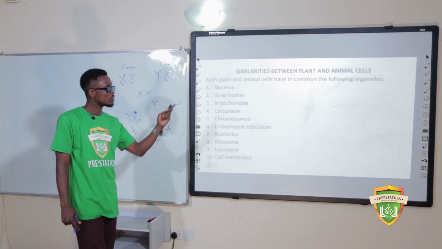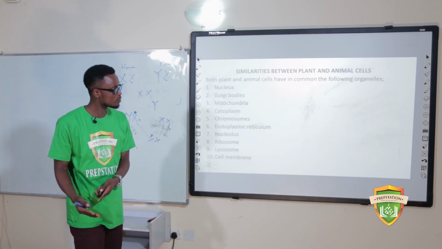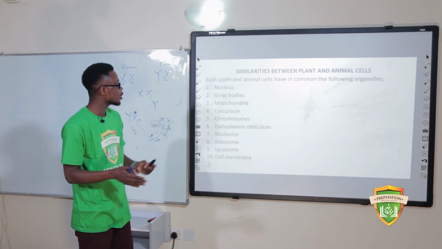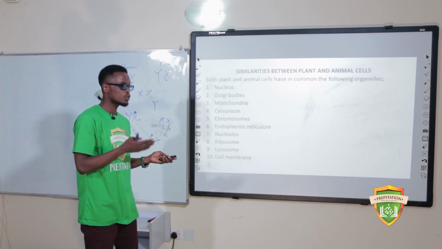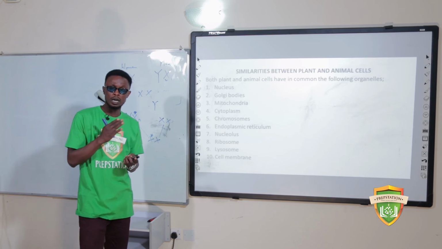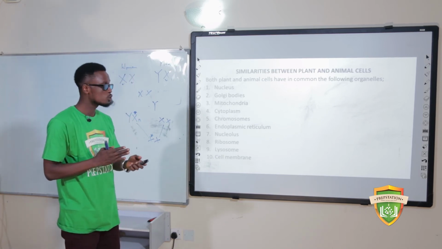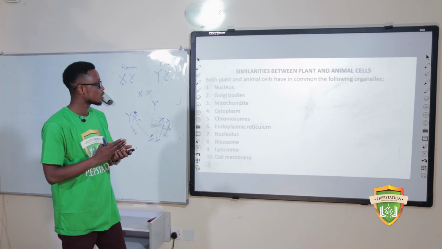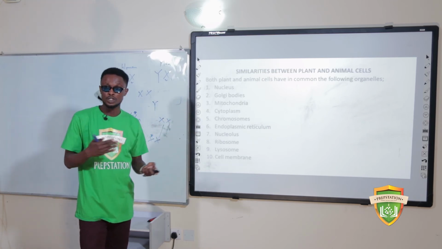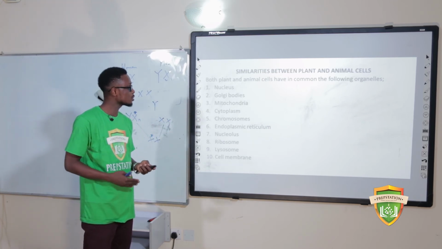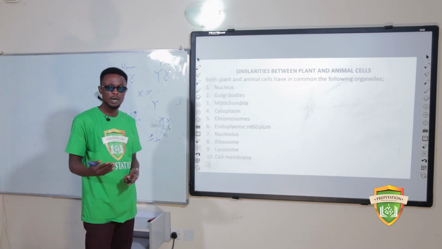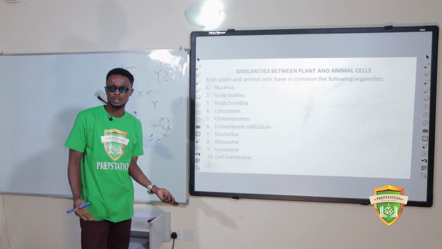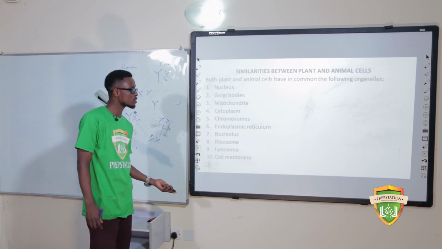Now similarities. For the similarities, if you've studied the diagrams, what you just need to know is which organelle is present in both. If you study the diagram of plant cell and the diagram of animal cell, it will be very simple for you to give similarities. It is very common in JAMB questions. It will tell you which of the following organelles is present in both plant and animal cell. It will bring out some parts of the cell organelles.